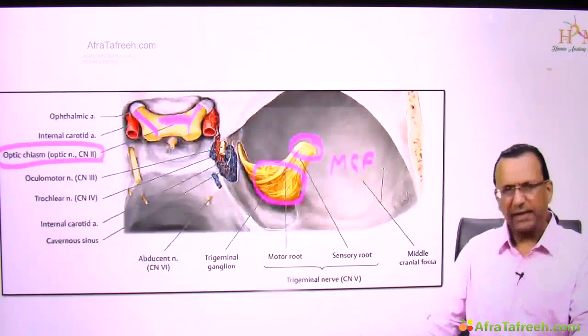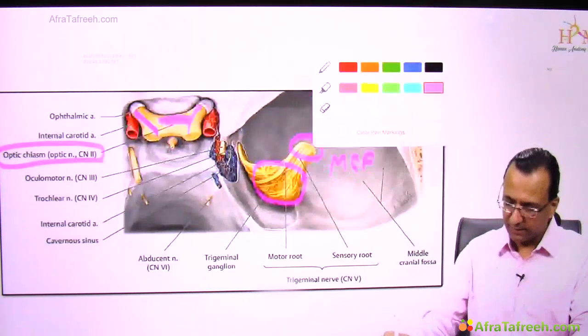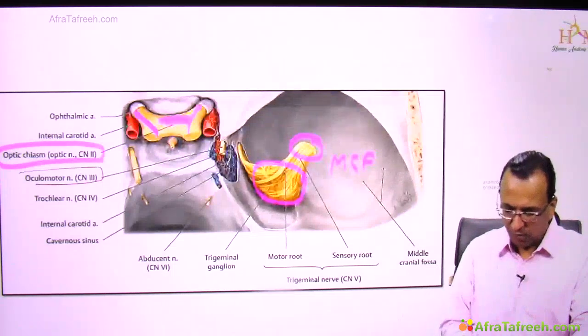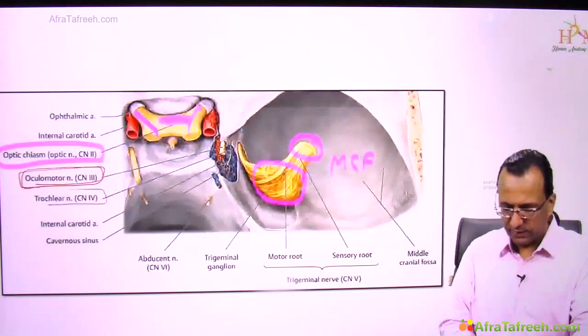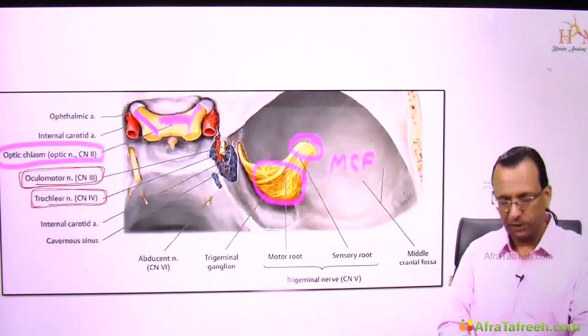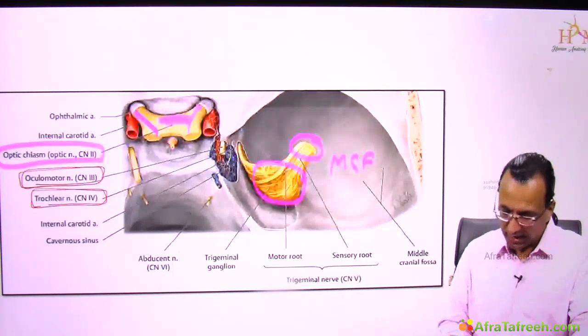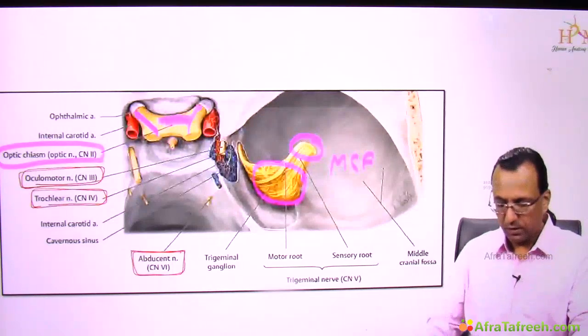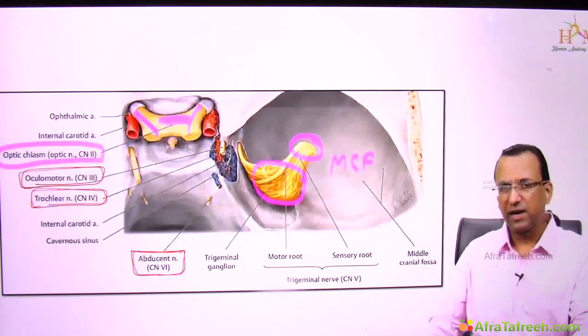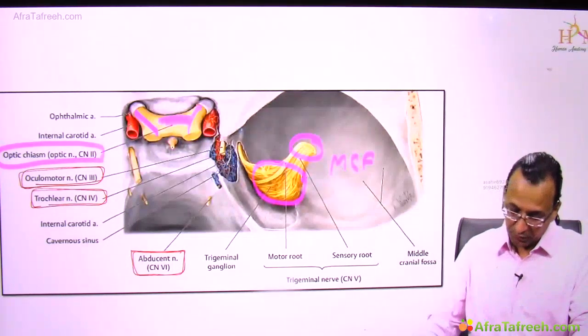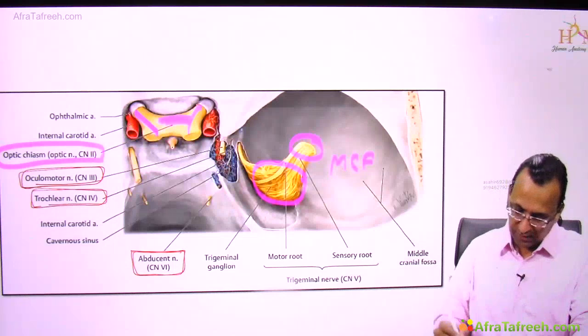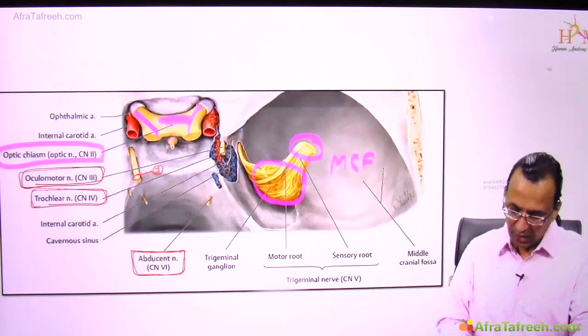I think we have discussed that oculomotor nerve is most medial and trochlear is the most lateral. In the middle was the abducens. If you see a diagram like this, this is the oculomotor. This is the trochlear. And this is the abducens.